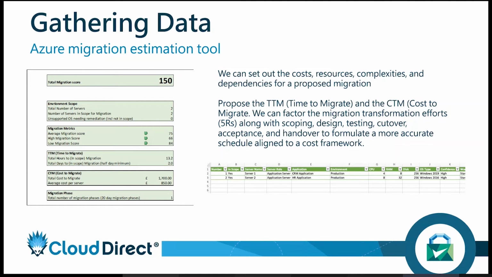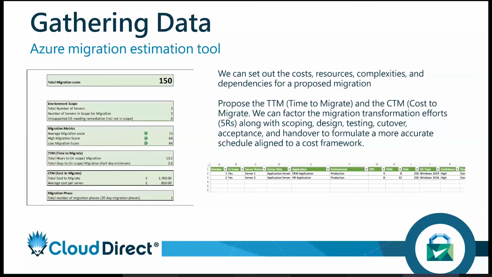Because we have rate cards, we have a mechanism to work out how much an engineer or how much an architect or how much a consultant costs to perform a certain task. So that allows us to then paint a picture. You can see from the example here, we've got a migration score of 150. You've got some total hours to migrate, 13.2 hours. That works out to about 2 days. We're not going to go down to 20 minutes in a day. So you're looking at about 2 days' worth of effort. The total cost to migrate could be worked out from that.